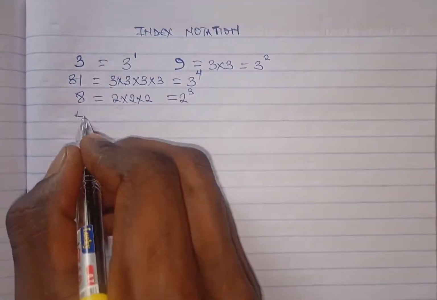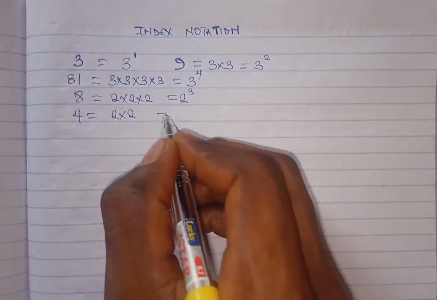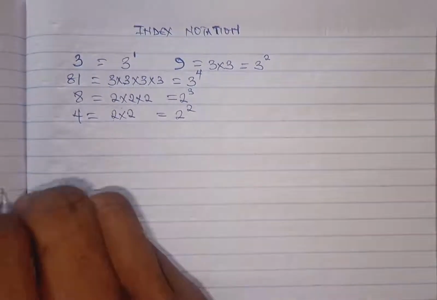For example, find the index notation of 4. Index notation of 4 is 2 times 2. So which is still the same as what? 2 raised to the power of 2. Because 2 appears in what? In two places.